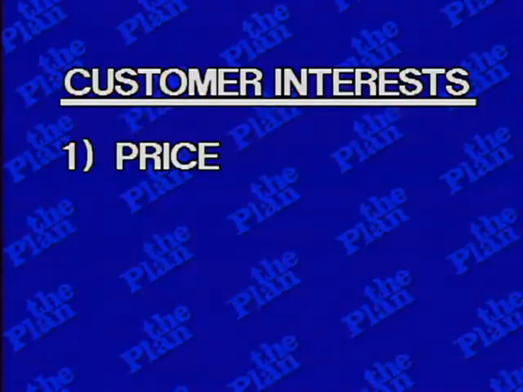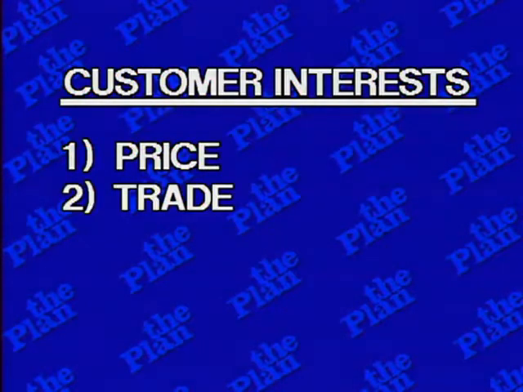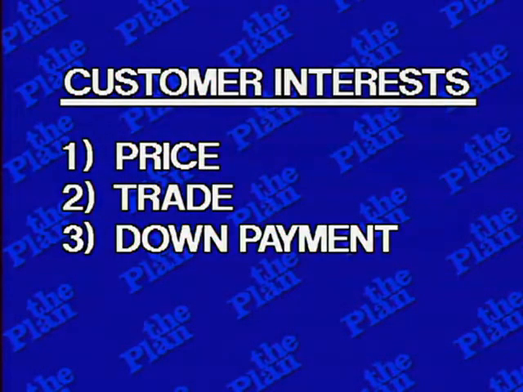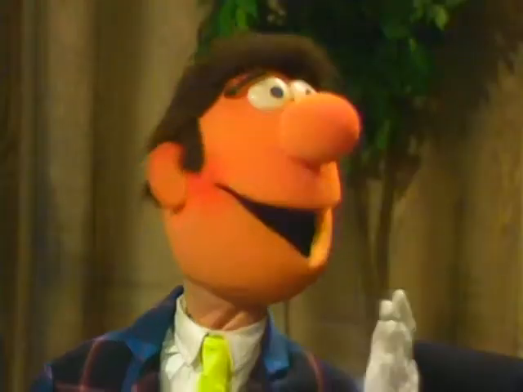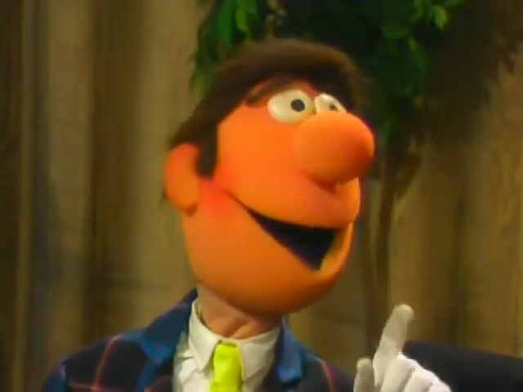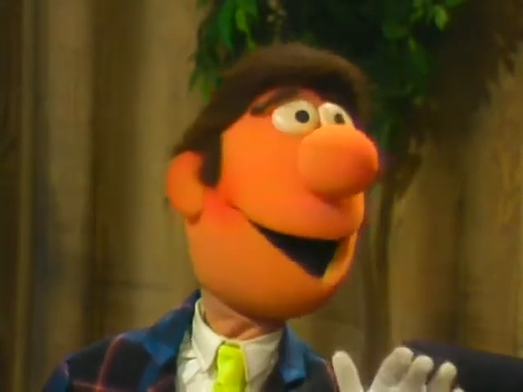Customer interests fall into one of 5 categories. They're concerned about price, trade, down payment, monthly payments, and equity position. Now, those are the most common objection concerns I've seen. Great. So what are the answers? Take them one at a time and explain how to work them into the plan.